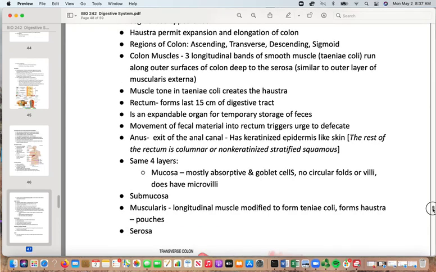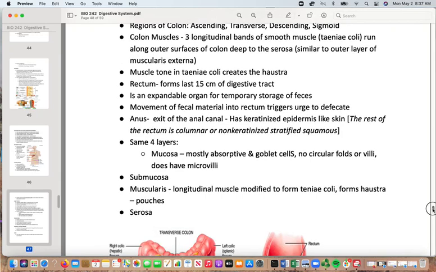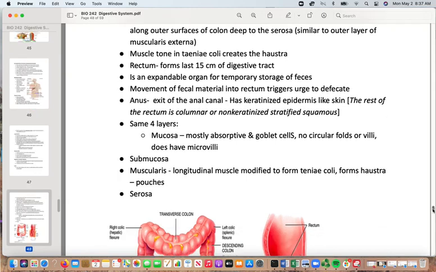The rectum forms the last 15 centimeters, and it's expandable for temporary fecal storage. When feces move into the rectum, that's going to trigger the urge to defecate. At the anus, where you have the exit, you have keratinized epidermis like skin. The rest of it is columnar and non-keratinized stratified squamous cells.